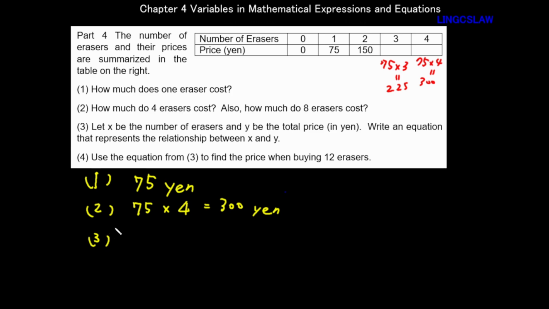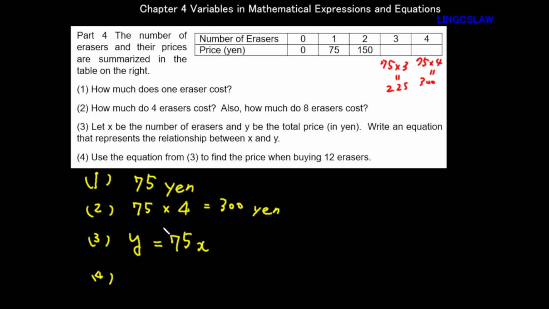Number 3, let x be the number of erasers and y be the total price in yen. Write an equation that represents the relationship between x and y. So y equals, the number of erasers is x and the price is y. So 1 for 75, 75x. This is it.